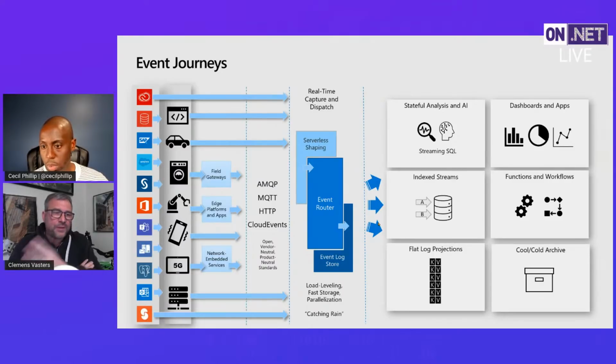So serverless shaping is for Azure Functions and also for Stream Analytics. Then we have our event router, which is Event Grid, and then the event log store. All of those things are basically different facets of how you catch those events. What's important for us is that we have an open standard story, right? We're betting on AMQP, MQTT, HTTP, cloud events as a set of standards that we invest in, and our brokers are using these open protocols.